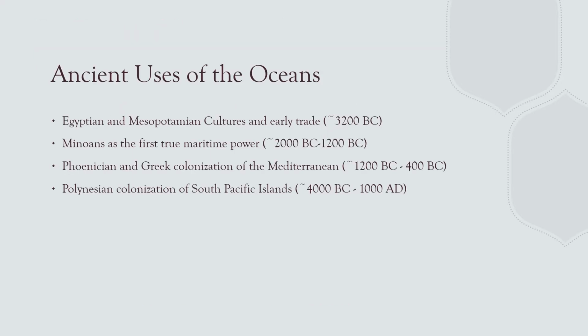Spanning back, some of the early explorers include Egyptians and Mesopotamians, who used the ocean for trade. One of the first true maritime powers were the Minoans. Greeks and Phoenicians colonized the Mediterranean Sea. Polynesians were the first to travel in the South Pacific.